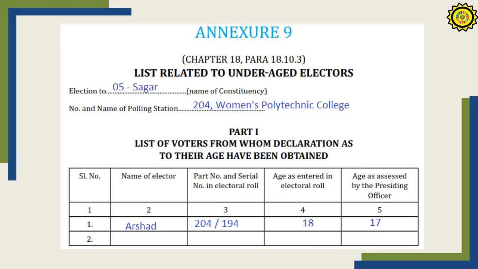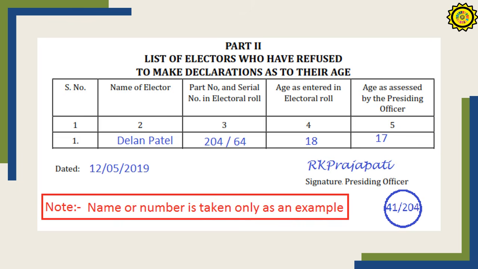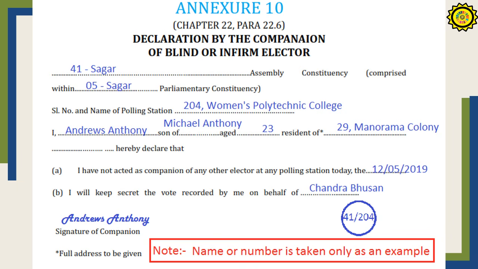Presiding officer should also prepare a list of voters from whom such declarations have been obtained. The format for such a declaration is shown on screen. Presiding officer shall also maintain a list in Part 2 of those voters who refuse to give the aforesaid declaration and go away without casting their votes. After the close of the poll, the above mentioned list and the declarations should be kept together in a separate cover. The format shown on the screen is the declaration by the companion of a blind or infirm voter.